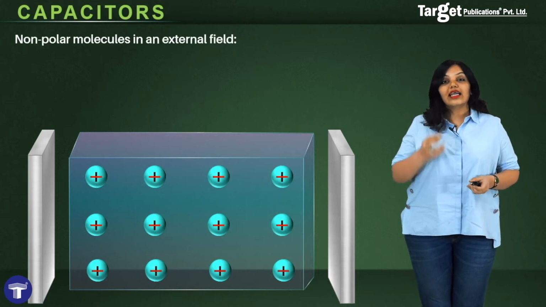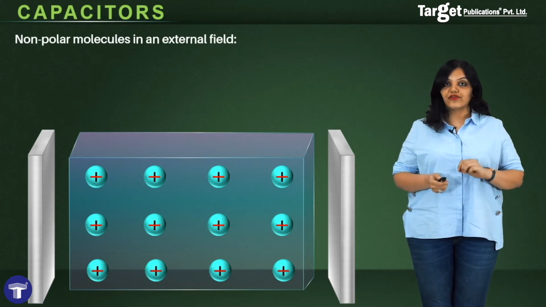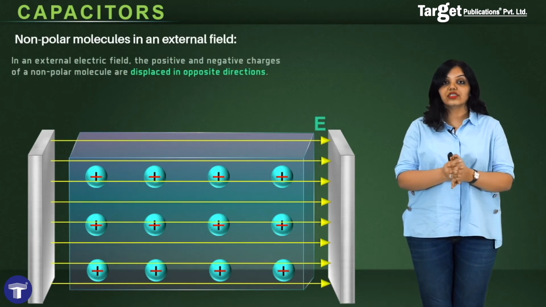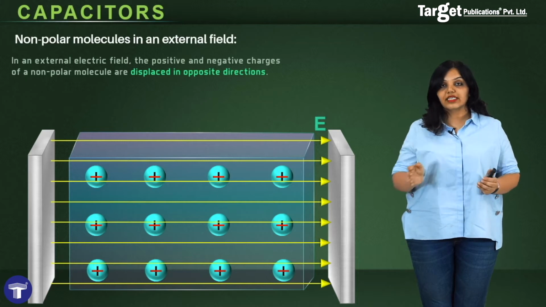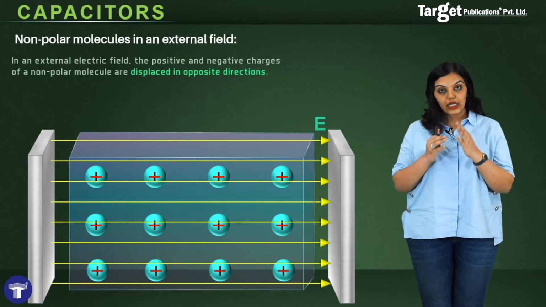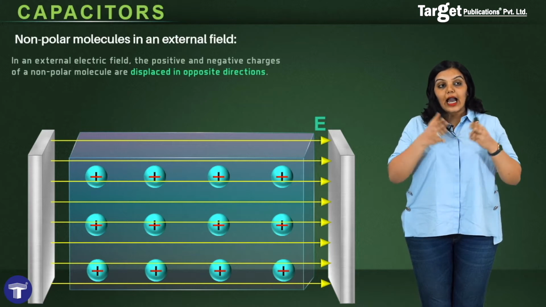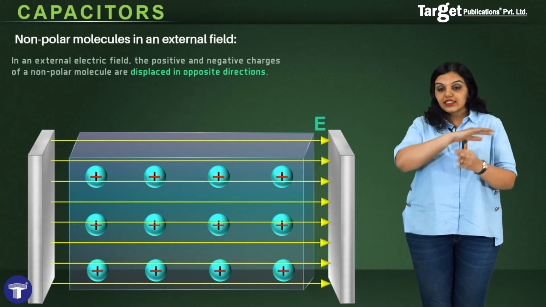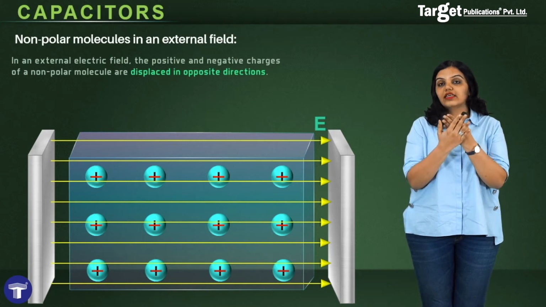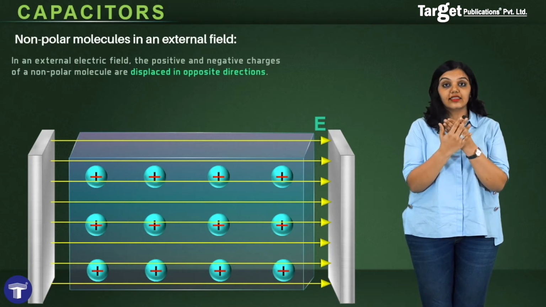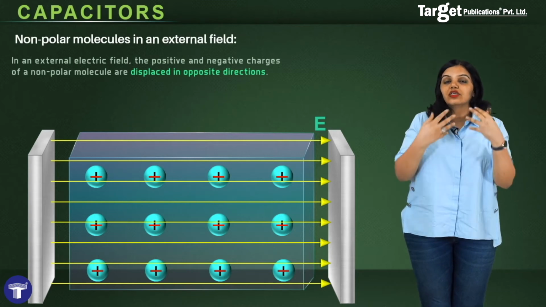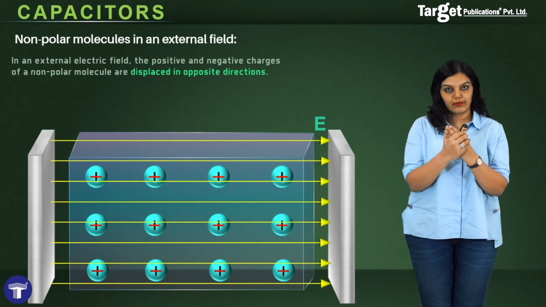First, we'll take a look at non-polar molecules in an electric field. In an external electric field, the positive and negative charges of a non-polar molecule are displaced in opposite directions. So remember, we said that non-polar molecules are those in which, in the absence of an external electric field, inside the molecule the positive and negative charge centers are exactly at the same place, and we said that this means there is no natural dipole moment in a non-polar molecule.